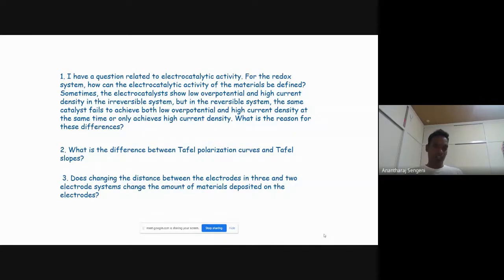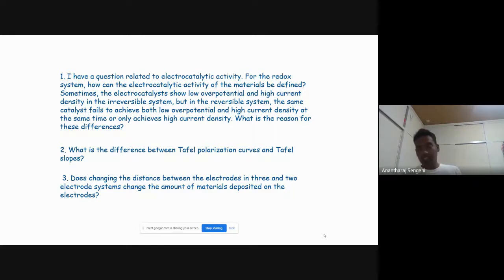So that is the difference between these two. And does changing the distance between the electrodes in three and two electrode systems change the amount of material deposited on the electrodes? No, never. Because the amount of material deposited on the electrode will never change with the distance, because you are just adjusting the position of your electrodes in the electrolyte solution, which means that the electrolytic resistance, I mean the solution resistance, may vary if your electroactive species is very low in concentration, or the conductivity of your electrolyte is comparatively poorer.